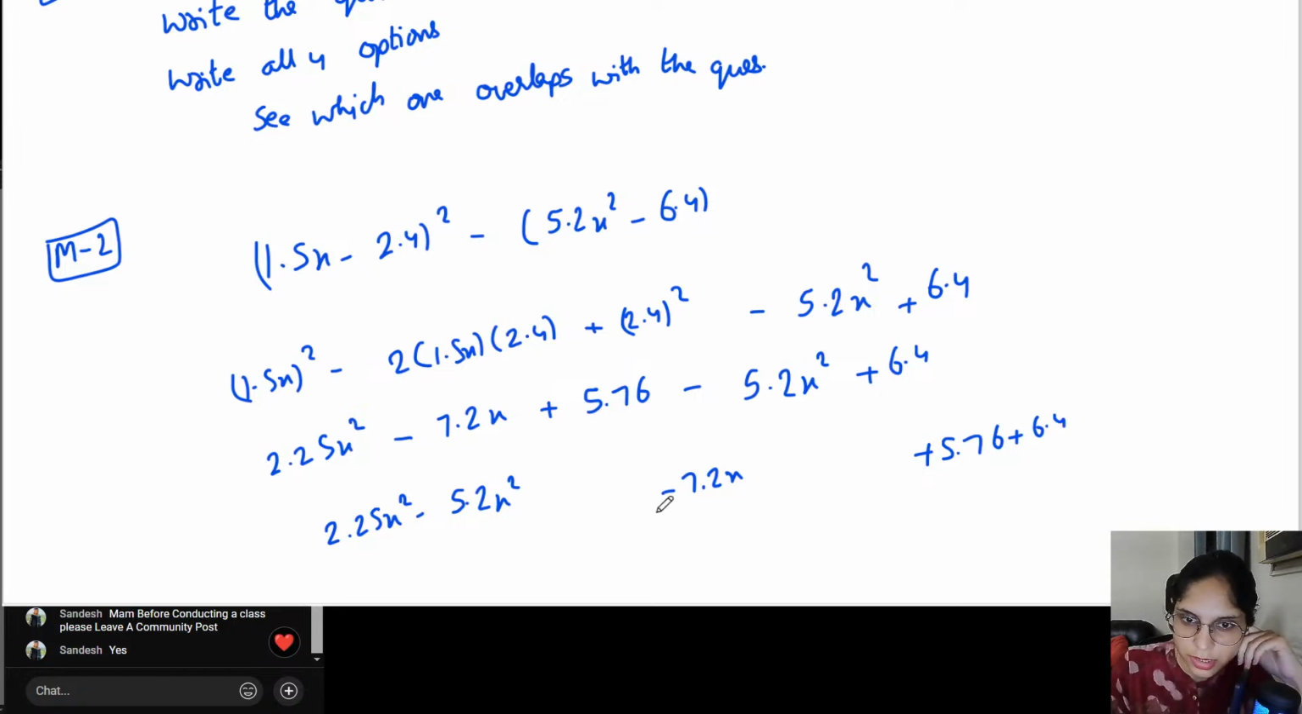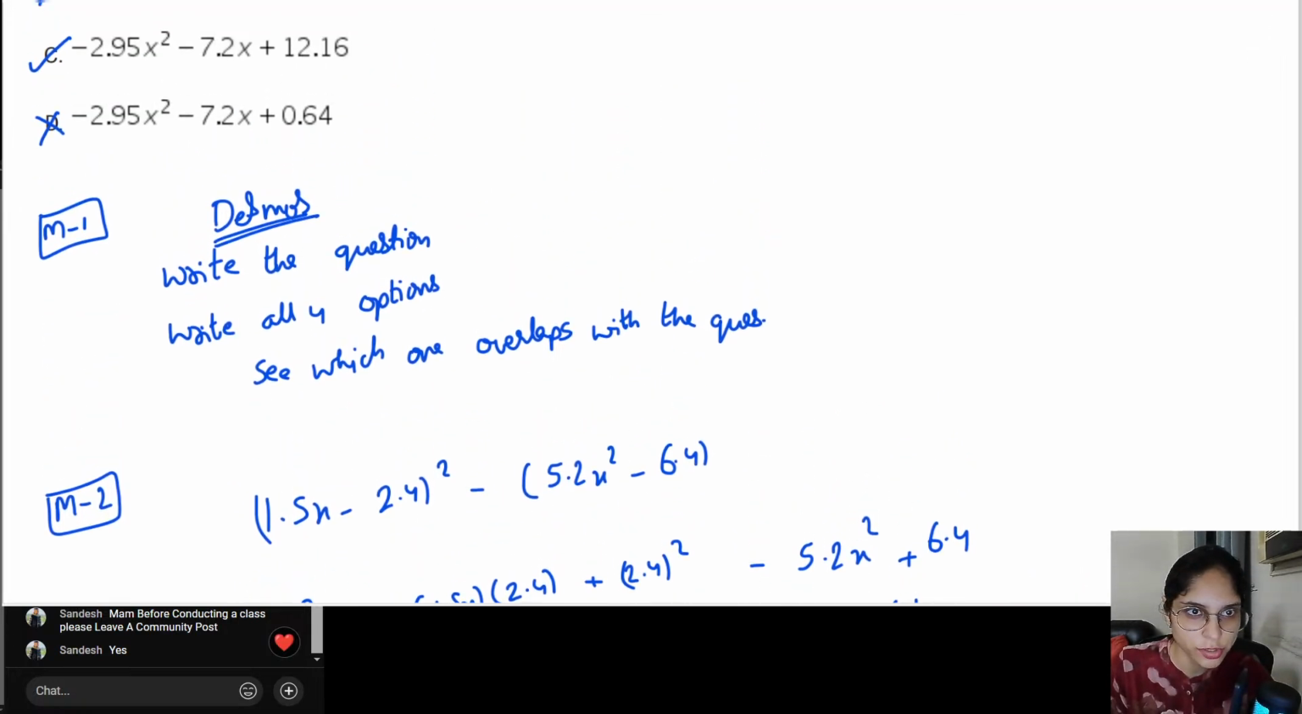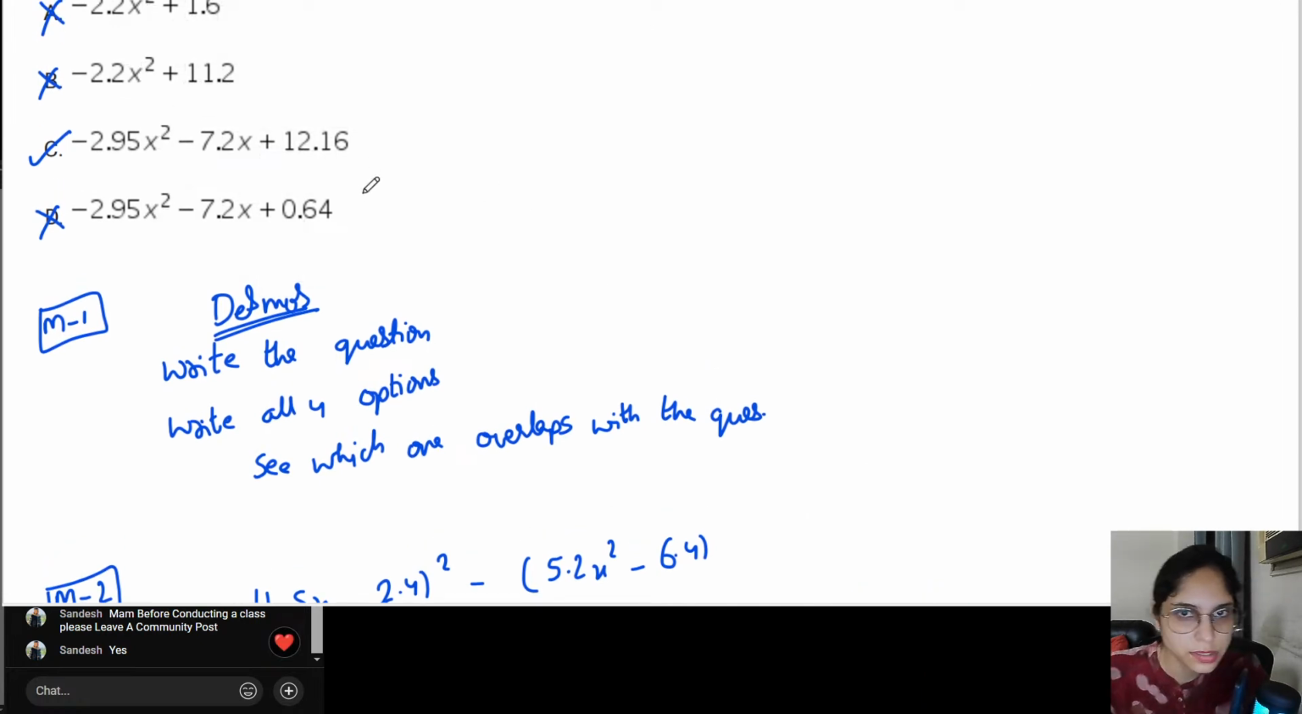So now you can see there's negative 7.2x, so option A and B are already gone. And 5.76 plus 6.4 is going to be greater than 11. It's 12.16. So you don't need to find the first one also, because the first two options are already gone. So it's 12.16. This is how also you can solve.